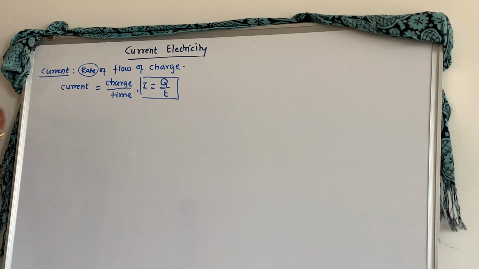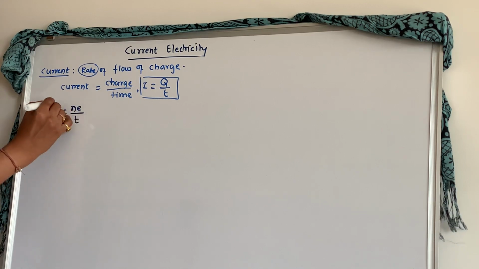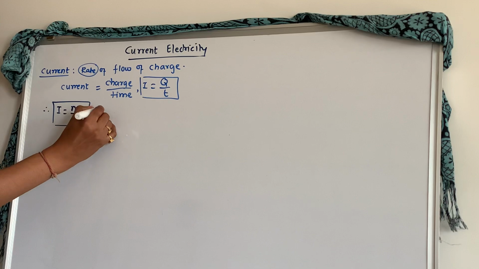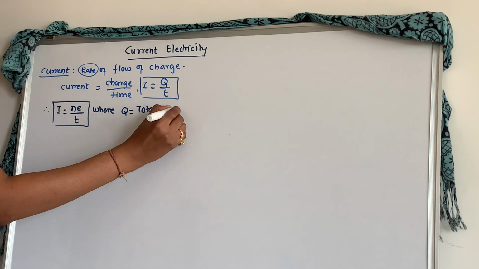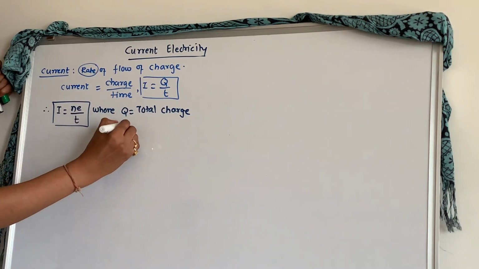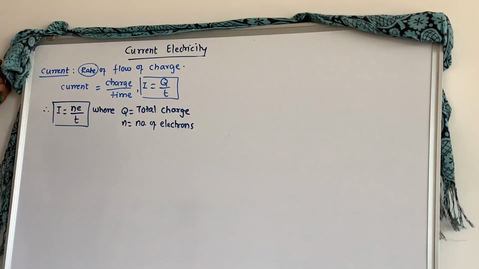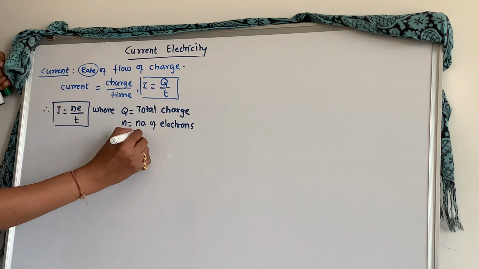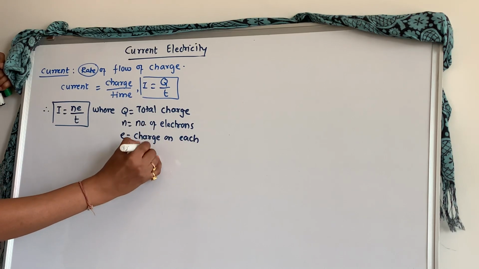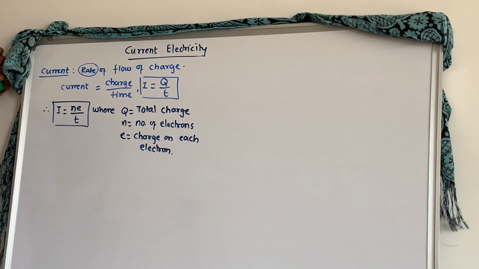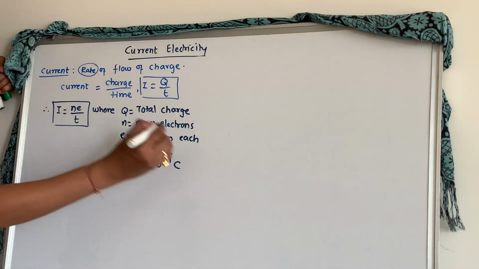This Q is again represented as, therefore I is equal to N into E upon T, where capital Q is the total charge. What is N? It is the number of electrons, that is charge carriers. And what is E? It is the charge on each electron. What is the actual value of charge on electron? E is equal to minus 1.6 into 10 raised to minus 19 coulomb.